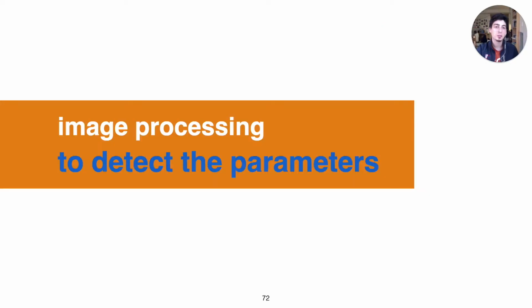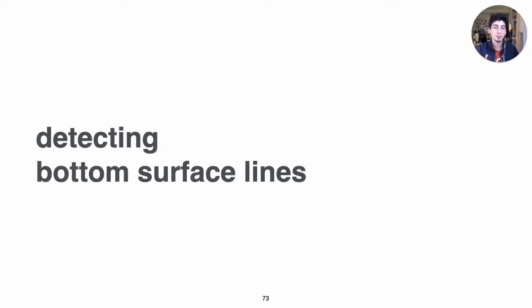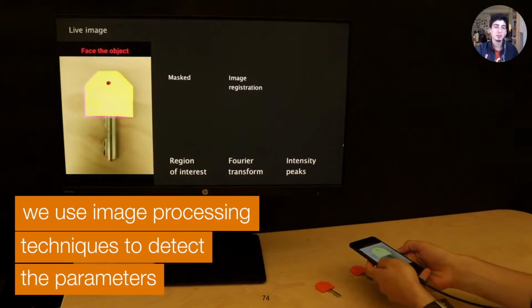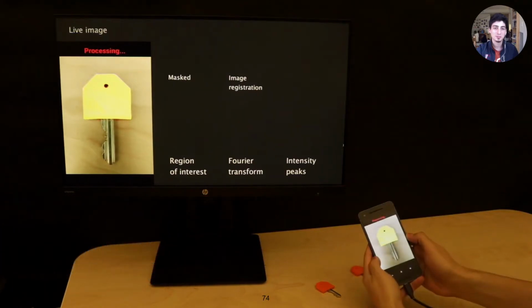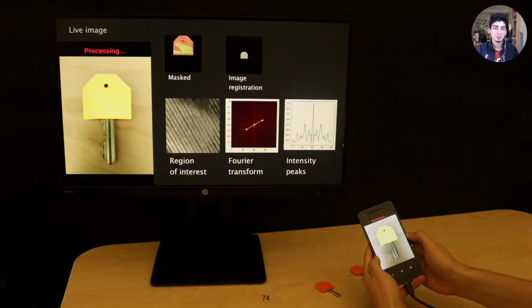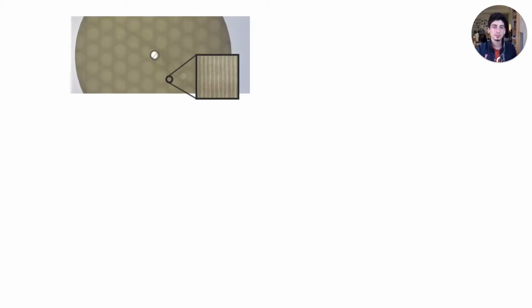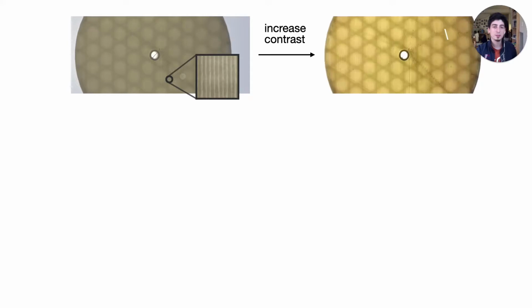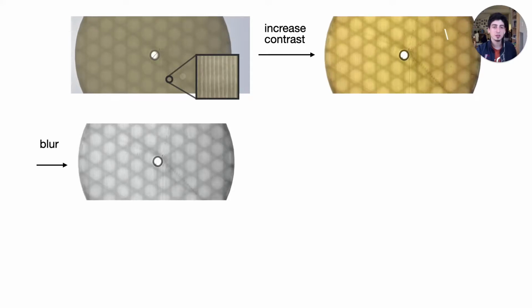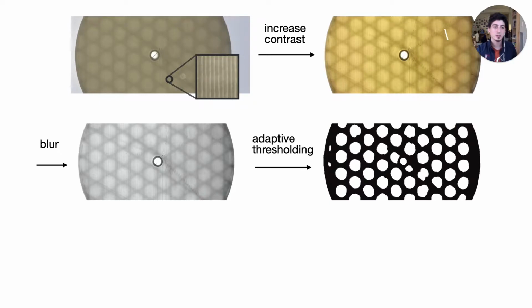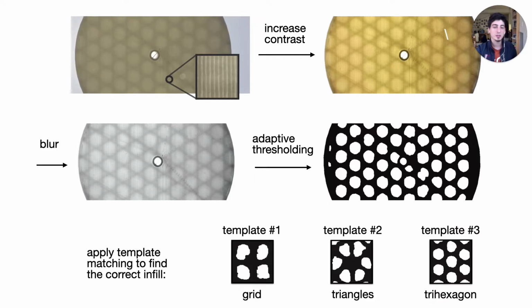Now, let's talk about the image processing techniques we have used. First, for the surface patterns. For this type of detection, we use an image registration and Fourier transforms, as you see in this demonstration. Secondly, for detecting the infill, we use adaptive thresholding and template matching. To detect the infill parameters, we first need to remove the traces on the surface. We do this by increasing the contrast, blurring the image, and applying adaptive thresholding to binarize the image. Now we can apply template matching to find the correct type of infill. In this case, trihexagon.